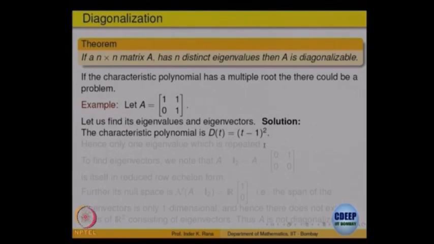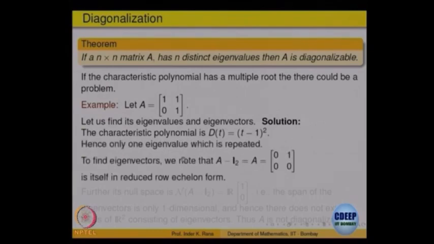So, that means what? There is only one eigenvalue, and it is repeated. There is one eigenvalue t equal to 1 and that is repeated. Okay. So, let us find the eigenvector corresponding to that eigenvalue. How do you find the eigenvector? Look at the eigenvalue. What is the eigenvalue? t equal to 1.